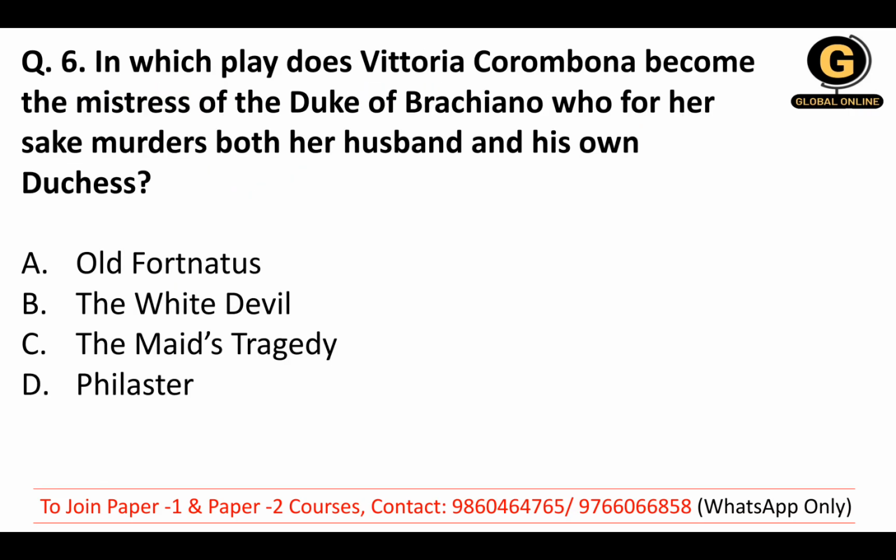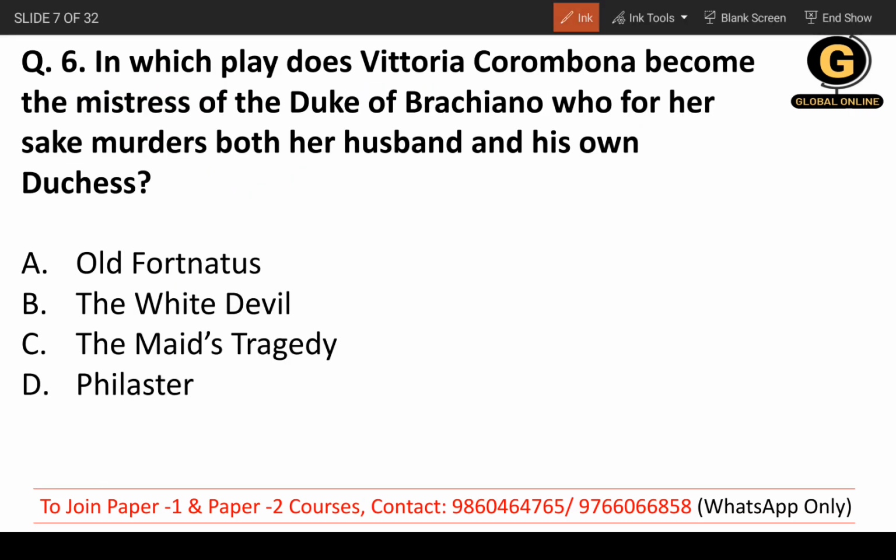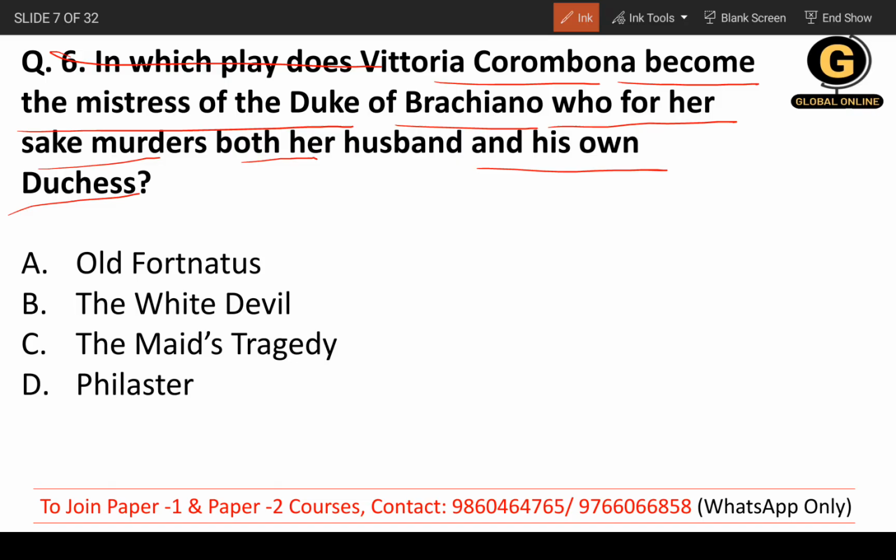Now moving on to question number 6. In which play does Vittoria Corombona become the mistress of the Duke of Bresciano, who for her sake murders both her husband and his own duchess? Here, in which play does Vittoria Corombona become the mistress of the Duke of Bresciano, who for her sake murders both her husband and his own duchess? Here you need to answer that.